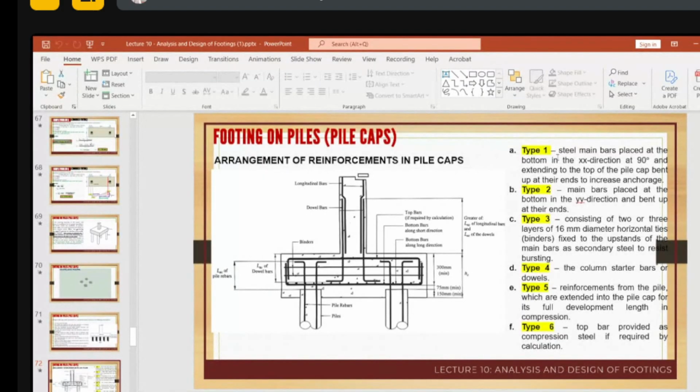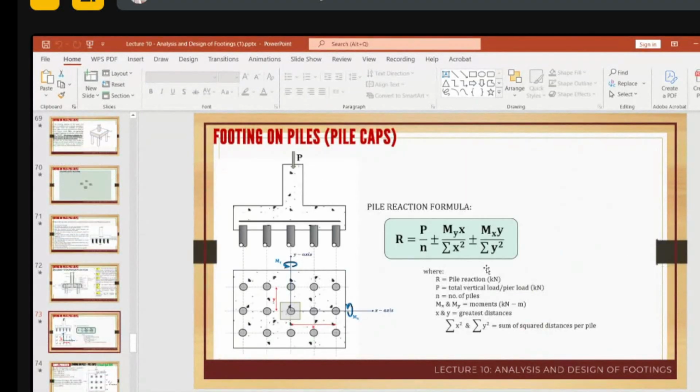So there are different types of footing on piles: type 1, type 2, type 3, type 4, type 5, and type 6. You can see here, type 4, the column starter bars or dowels. You have type 1 steel reinforcing bars placed at the bottom in the X direction at 90 degrees. So these are the conditions of the different types of arrangement of reinforcement.